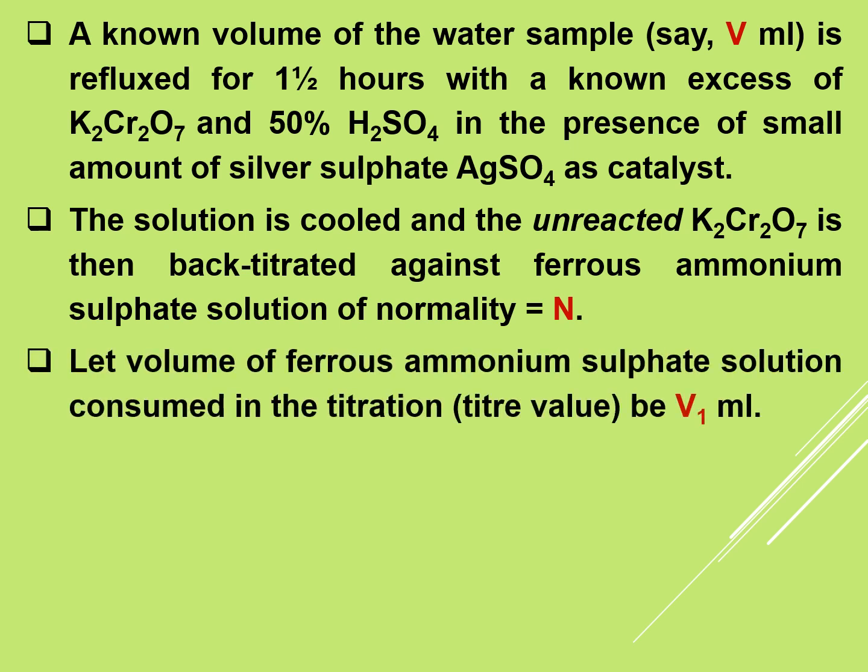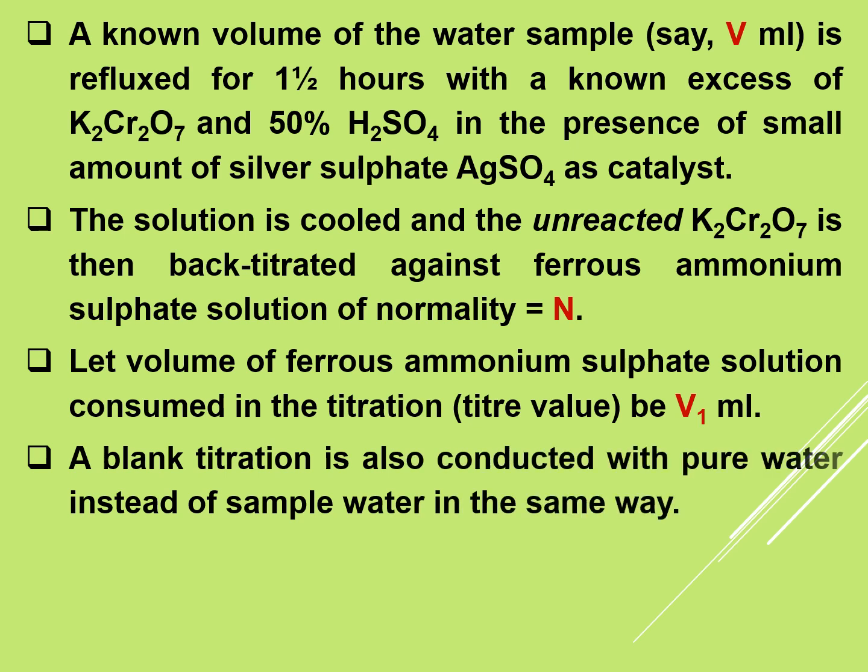Let the volume of ferrous ammonium sulfate solution consumed in the titration be V1 ml. So how much volume is required for titration? The volume of ferrous ammonium sulfate, let that be equal to V1. So V1 is the volume of ferrous ammonium sulfate required for the unreacted potassium dichromate. Okay. Now, you repeat the same experiment with pure distilled water, and titrate that also with the same ferrous ammonium sulfate.